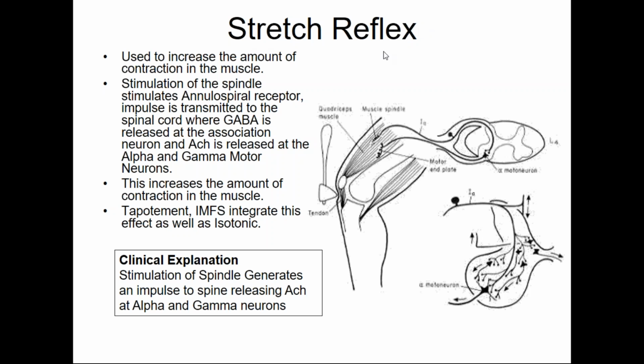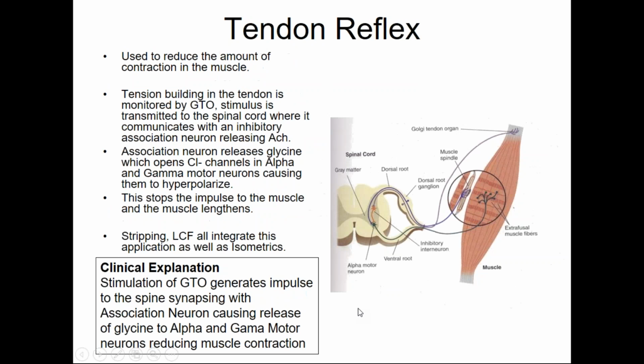So the next thing, you guys all know these already, I'm pretty sure. You understand what a stretch reflex is. That's when the annulospiral gets stimulated due to a muscle stretching in length, sends an impulse to the spinal cord where it communicates directly with alpha and gamma motor nerves, resulting in a contraction back in the muscle. So for your clinical exam, you would be saying things like stimulation of the spindle generates an impulse to the spine, releasing acetylcholine at the alpha and gamma motor neurons, resulting in muscle contraction.